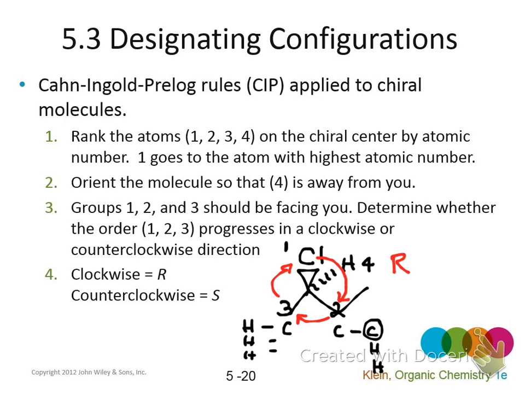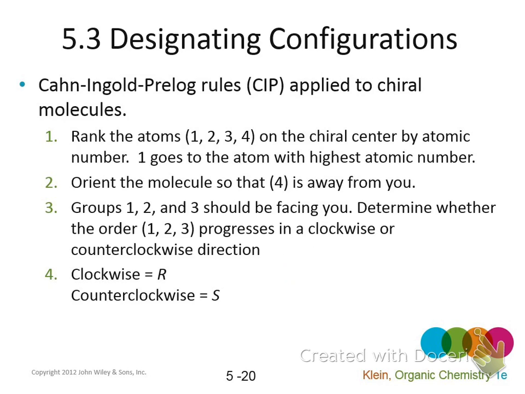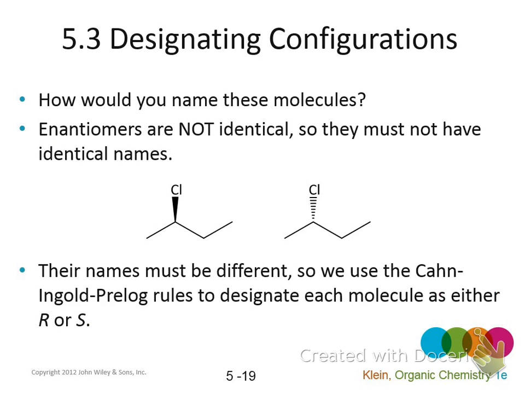So going back to the previous slide. I can notate these things as 1, 2, and 3. Hydrogen's in the back. And then I go like this. And that's the R. And so I can name that as 2-chlorobutane.